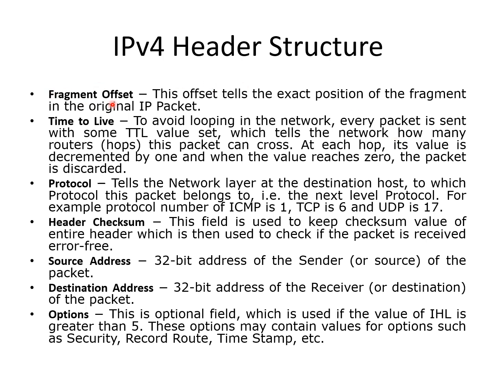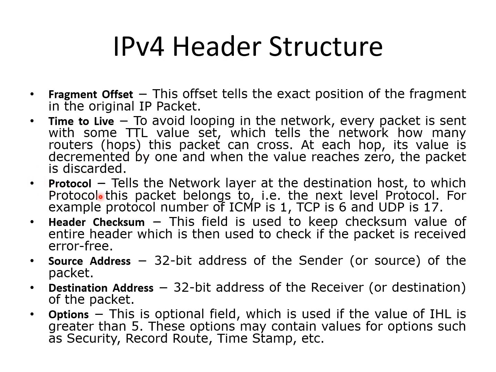Next one is fragment offset. This offset tells the exact position of the fragment in the original IP packet. TTL basically is used to avoid looping in the network. Every packet is sent with some TTL value so that it can define how many routers a particular packet can cross in the network. At each hop, its value is decremented by 1, and when the value reaches 0, the packet is discarded.